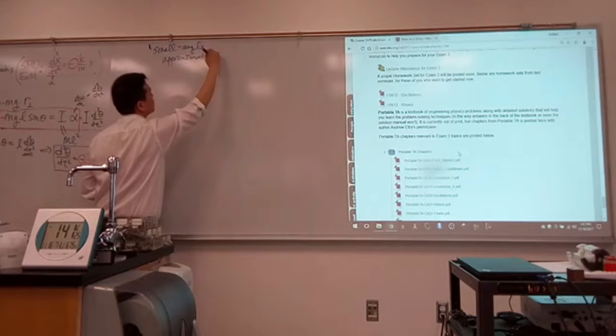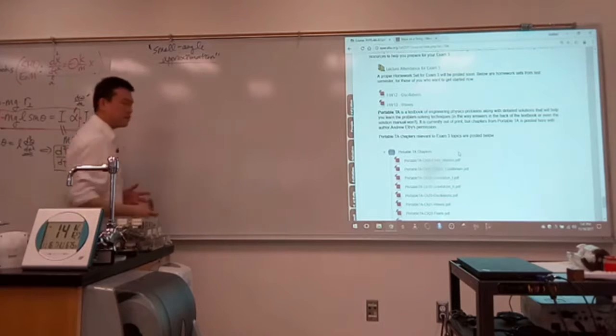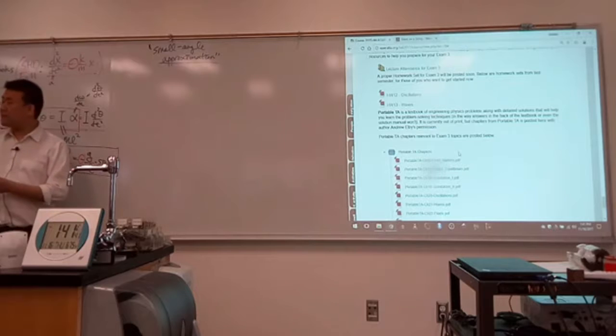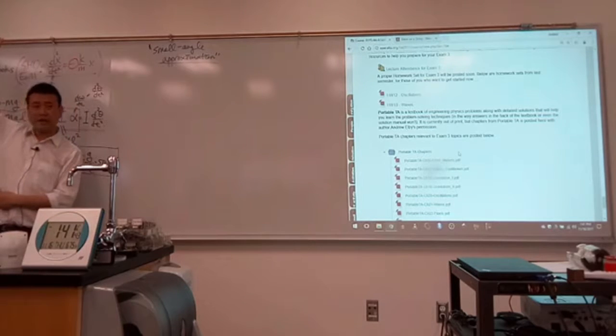I have not mentioned it yet, but I think this comes up in your textbook actually. How many here have seen the phrase small angle approximation? Yeah, so you might have seen it as you're reading through the textbook, probably not homework. How many have seen small angle approximation in your calculus class? Okay, yeah, that's probably where you would have seen it.